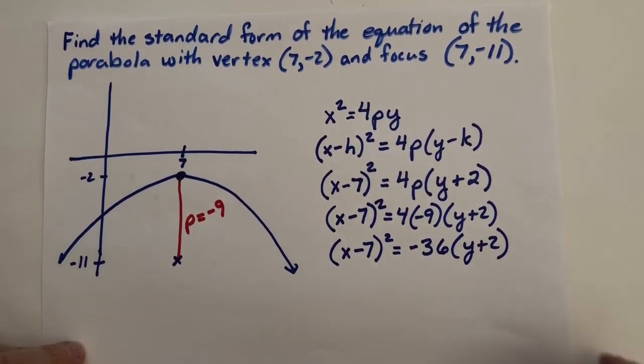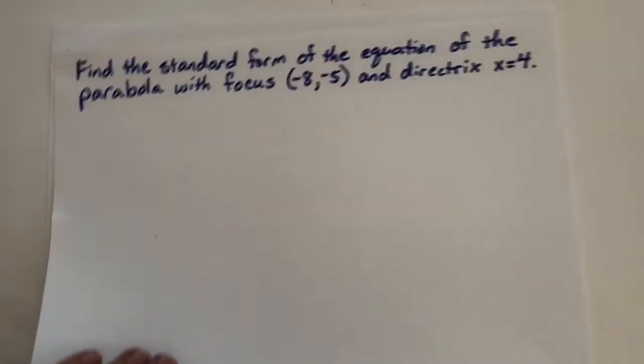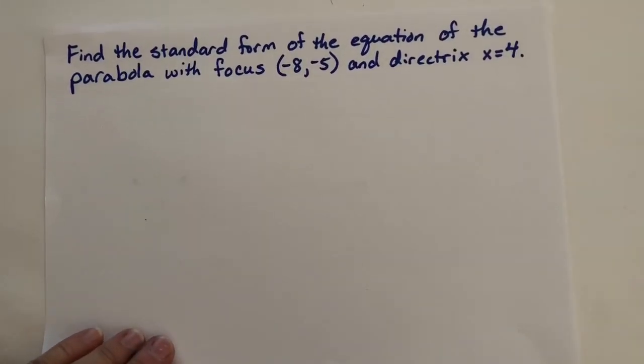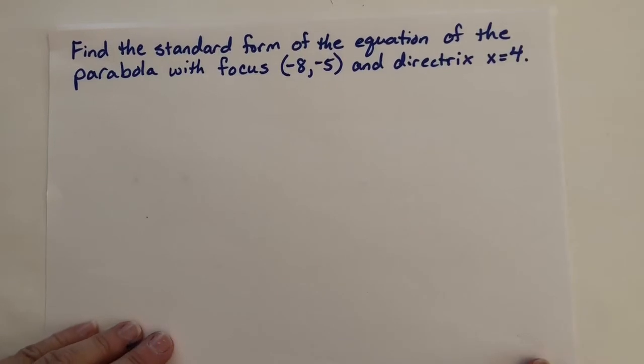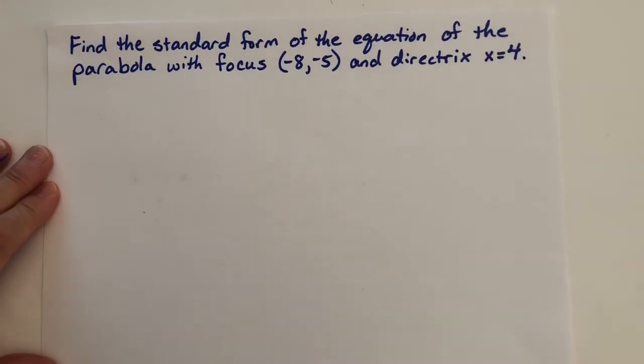Let's do another one. For this next one, we aren't going to be given the vertex. In the previous 3 examples, we had been. But still, the picture will help us figure out what the equation should look like. So I'm going to start with that.